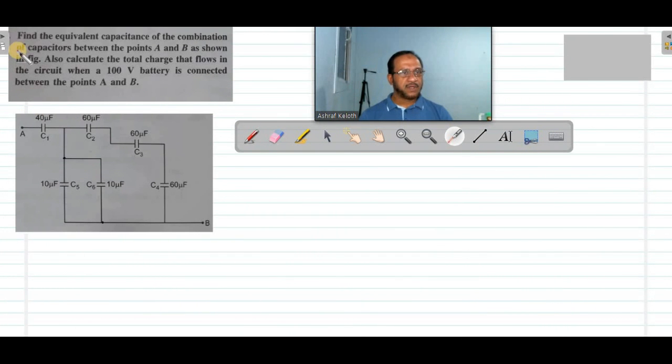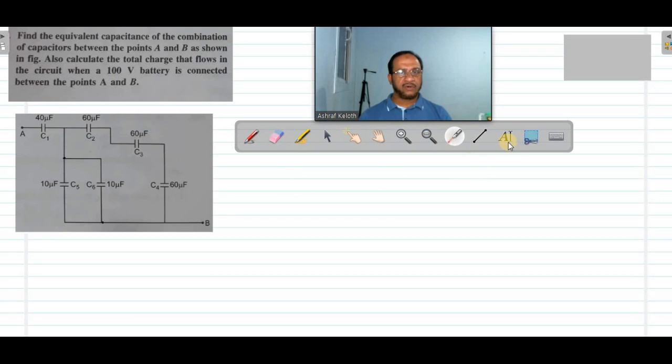The question: find the equivalent capacitance of the combination of capacitors between the points A and B as shown in the figure. Also calculate the total charge that flows in the circuit when a 100-volt battery is connected between the points A and B. So there are two points, A here and B here, and between them, in the network of capacitors, we can see the capacitors C2, C3, C4 are a series combination.